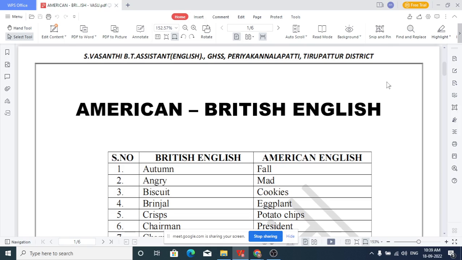When somebody is angry, we say he is angry. In America, what do they say? Mad. He is mad. Both meanings are the same, but the words used in America and Britain are different, and we follow British English in India. But now slowly we are actually copying American English also. I have seen in many places in India, now they use fall.